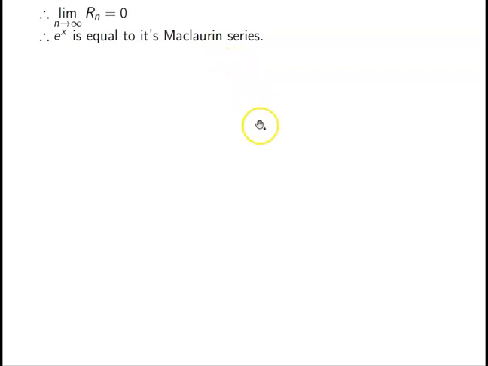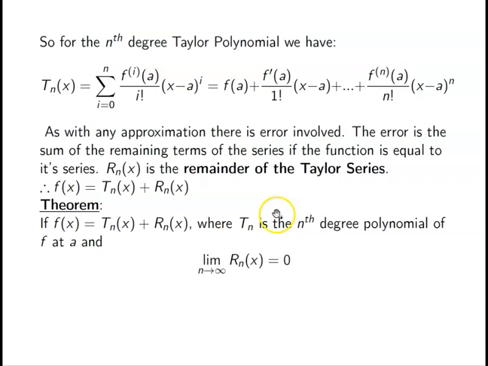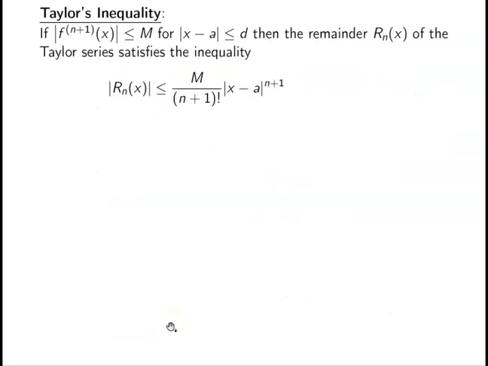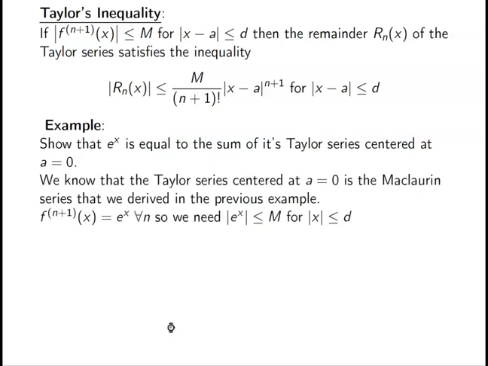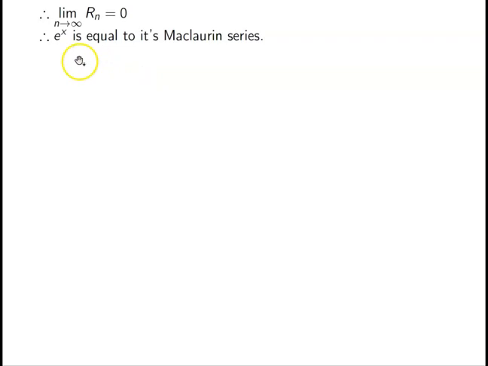Therefore, e to the x is equal to the Maclaurin series. Because, remember my initial condition, right? If the limit of the remainder goes to 0 as n goes to infinity, then f of x is the Taylor approximation plus its remainder. Then the sum of the Taylor series on the interval, our approximations were equal as long as we were taking the nth polynomial. Therefore e to the x is equal to its Maclaurin series.